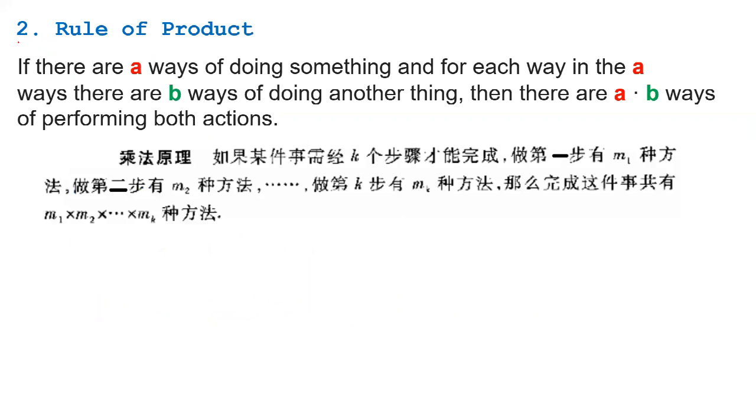Next, let's have a look at the first common counting technique we're going to learn. This is very basic. This is the fundamental for the following counting techniques. Okay, this is called rule of product. If there are A ways of doing something, and for each way in the A ways, there are B ways of doing another thing, then there are A times B ways of performing both actions. Understand? Okay, I'll explain it in Chinese again.